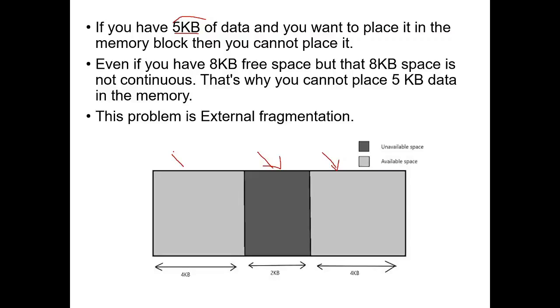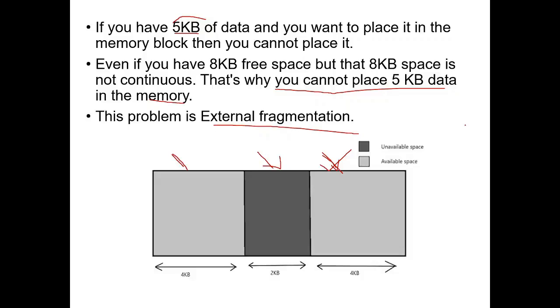Some of the memory is on this side, and some of the memory is on that side. It is not in a contiguous manner, one after another. So even if you have 8 KB of free space, that 8 KB is not contiguous, which is why you cannot place 5 KB of data in the memory. This problem we call external fragmentation.